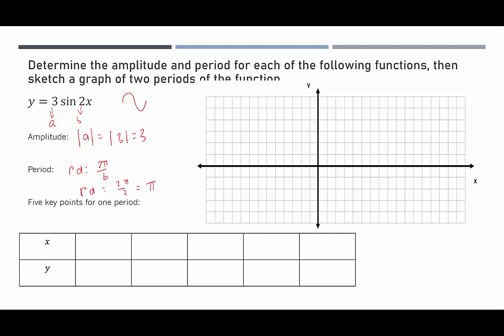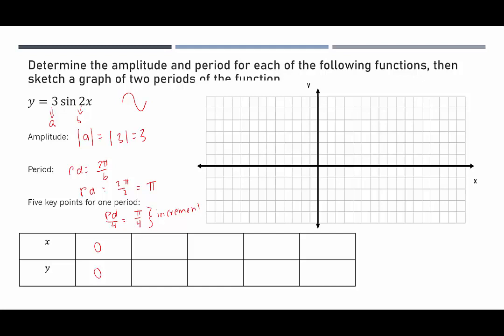To find the 5 key points for one period, since there are no vertical or horizontal transformations, the first one we always want to know is that sine of 0 is 0 itself. So we can fill in 0, 0. The next thing we want to do is determine the next 4 key points. To determine the x intervals, we take the period and divide it by 4. So we're going to do pi divided by 4, and this is going to tell us the increment that we want to use. We're going to keep adding pi over 4 to determine the x coordinates for each key point in the first period.